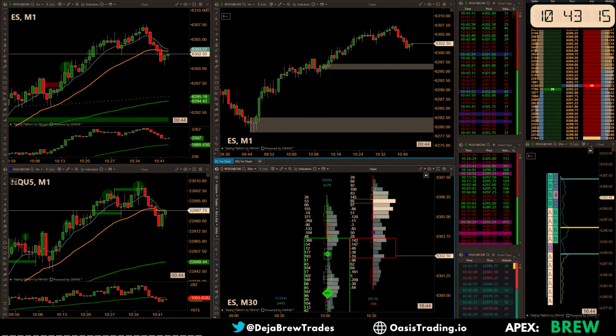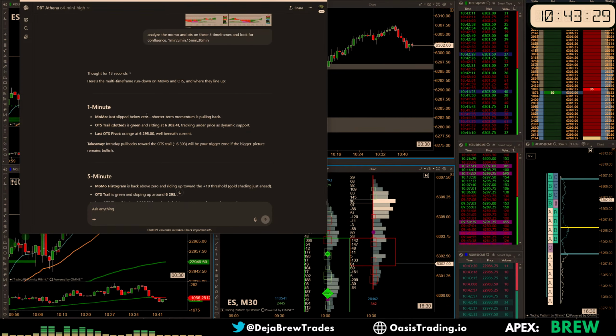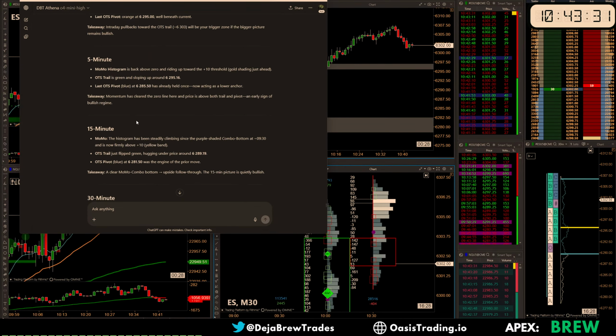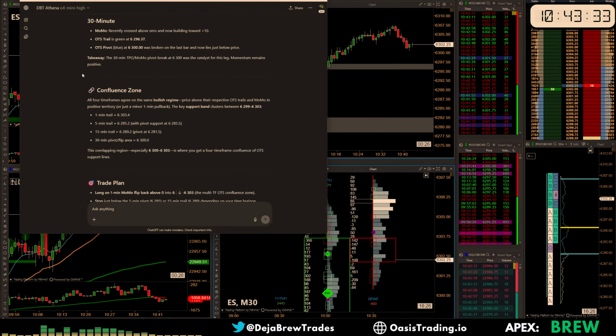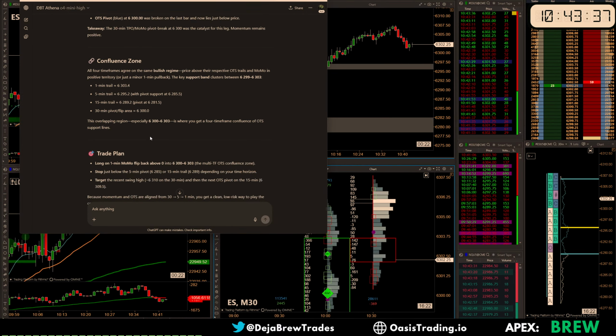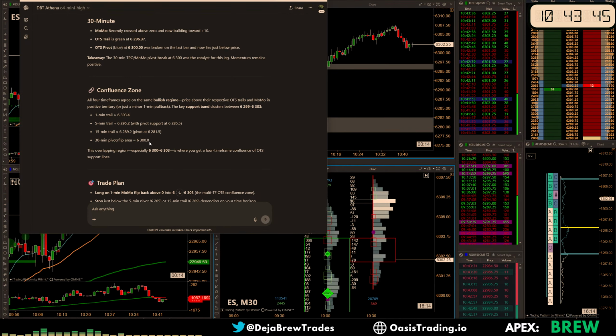So it actually did a really good job analyzing all 4 charts. It gives you a breakdown of each one, and then it gives you a confluence. So it talks about where they're kind of overlapping. It's saying they're mostly overlapping around 6,300 to 6,303. You have a 30-minute pivot there, and then you have all the trails kind of lining up.